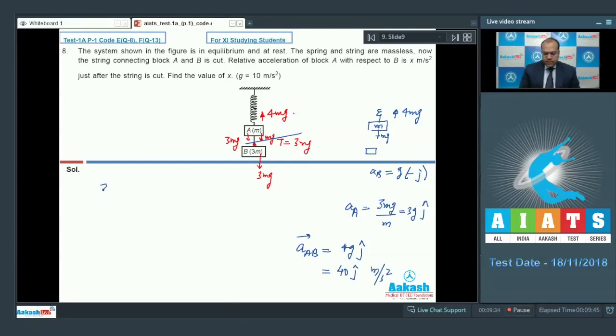So on comparison, we can say that the value of x is equal to 40. So the correct answer for question number 8 is 40. Let's move to question number 9.